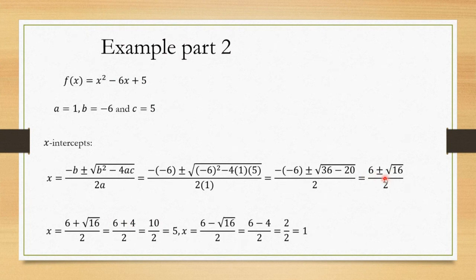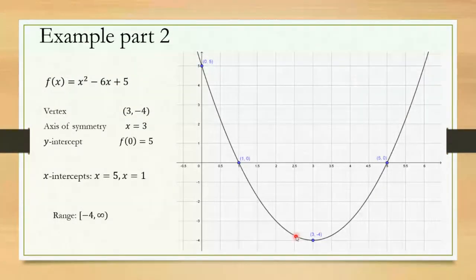And there are 2 solutions. We have addition, right? You have plus or minus here. So with plus, you get 1 solution. And with minus, you get another one, as you can see. So we have 6 plus 4 over 10, and over 2 is 5. 6 minus 4 is 2, 2 over 2 is 1. So we have 2 solutions, 1 and 5. And this is what the graph looks like.